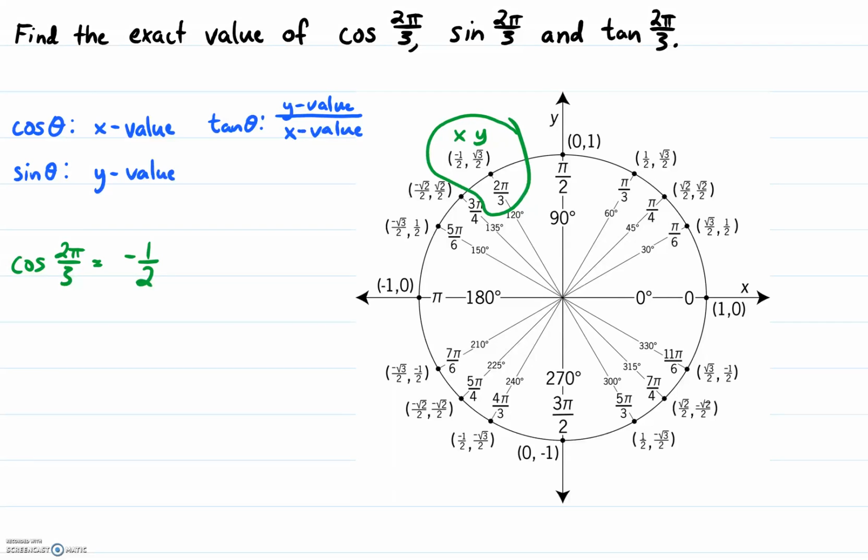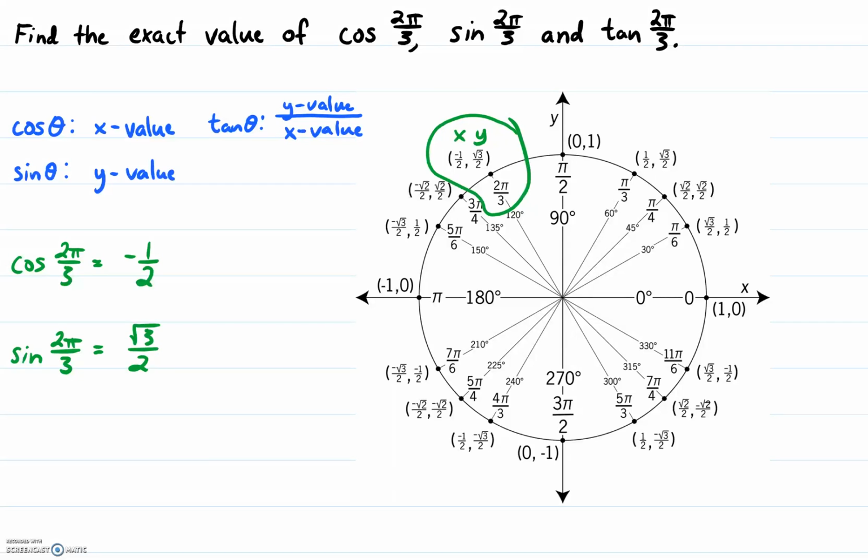So for the sine, we're going to do the same thing. Sine of 2 pi over 3. This time we're just going to take the y value because that's how sine is defined. So the y value is the square root of 3 over 2. And that's it. Again, nothing fancy. It's just interpreting the information and knowing how to use it, knowing what comes from where.